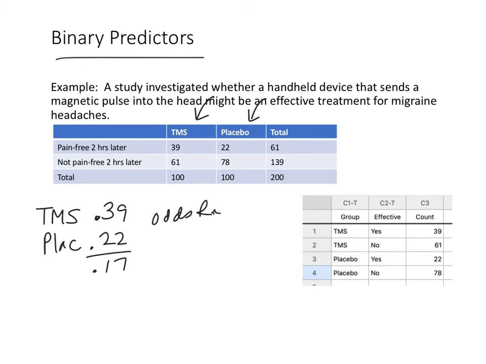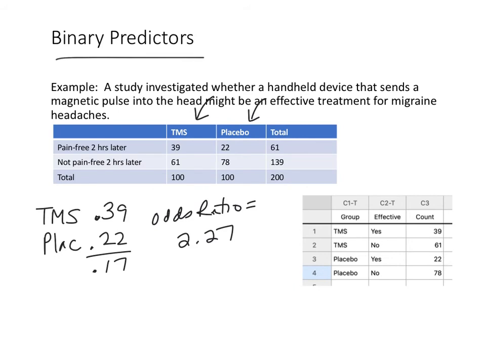The odds ratio was computed earlier in the text for this example, and it was 2.27. So the odds of being pain-free are more than twice as high for the TMS group. Okay, so we want to see if these results are statistically significant, so we'll have to run a hypothesis test.